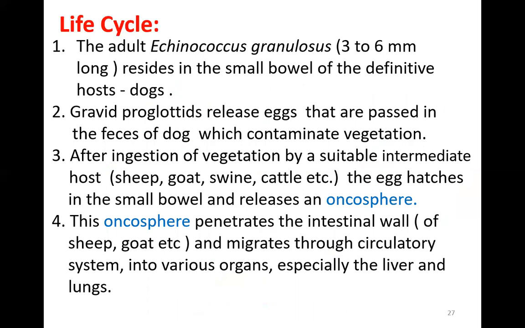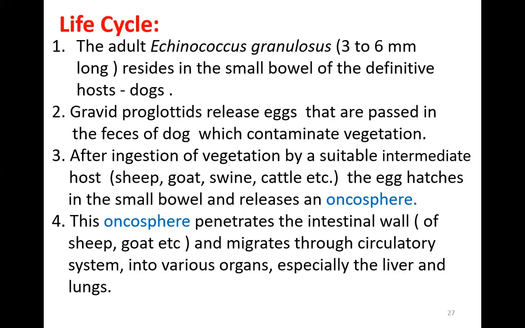Revising the life cycle once again, the adult worm of Echinococcus granulosus, which is about 3 to 6 millimeters long, resides in the small bowel of the definitive host, which is the dog. The gravid proglottid releases eggs that are passed in the feces of the dog, which contaminate vegetation. After ingestion of contaminated vegetation by a suitable intermediate host, it may be sheep, goat, cattle, or poultry, the egg hatches in the small bowel and releases an oncosphere.